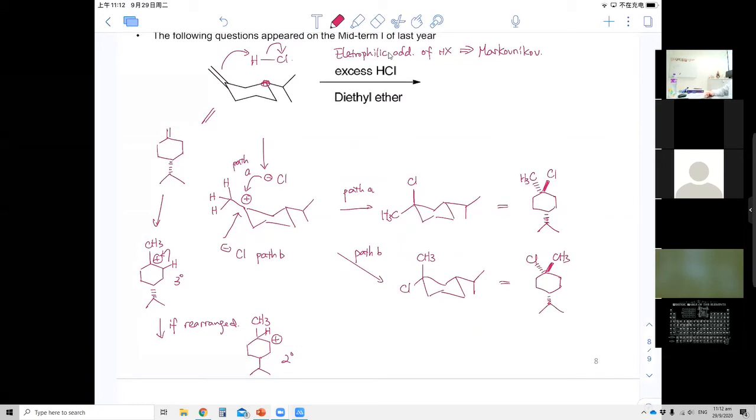Okay, so in both cases, you will generate one product. If you look at the two products here, what's the relationship between them? Are they enantiomers or diastereomers? So they are diastereomers, right? Because, for example, this carbon and this carbon have the same configuration or same assignment, but in this carbon it differs. So it's not a mirror image between them, so they are diastereomers.